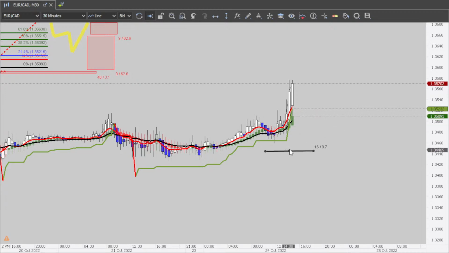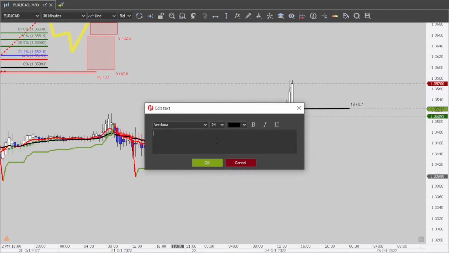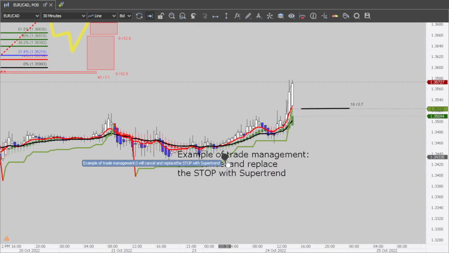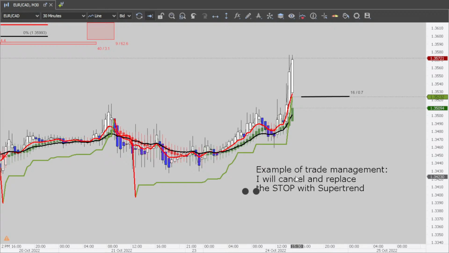Are you going to cancel and replace with the super trend? So example, right? Example of trade management. Brazilian guy talking English. Example of trade management. I will cancel and replace the stop with super trend. Would this be a way to go, everybody? Just an example again, right?